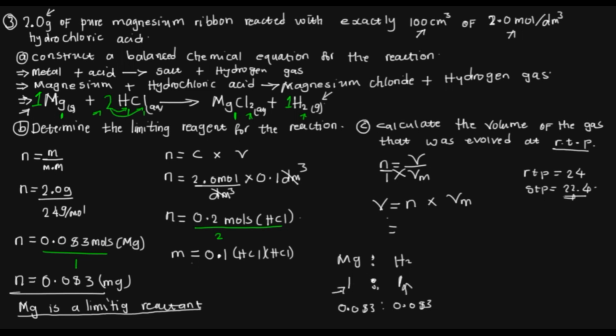Now where there is number of moles, we can substitute 0.083 times molar volume. Here the molar volume is 24. So we do 0.083 times 24, and we get our volume: 1.992 decimeter cubed. So these are the answers for question 3.